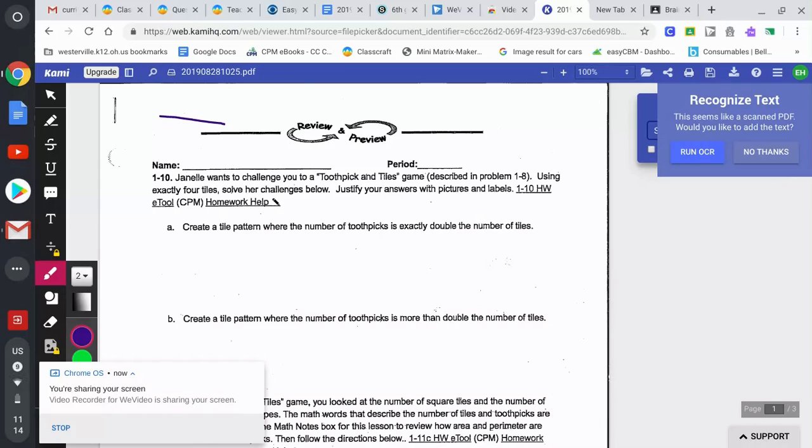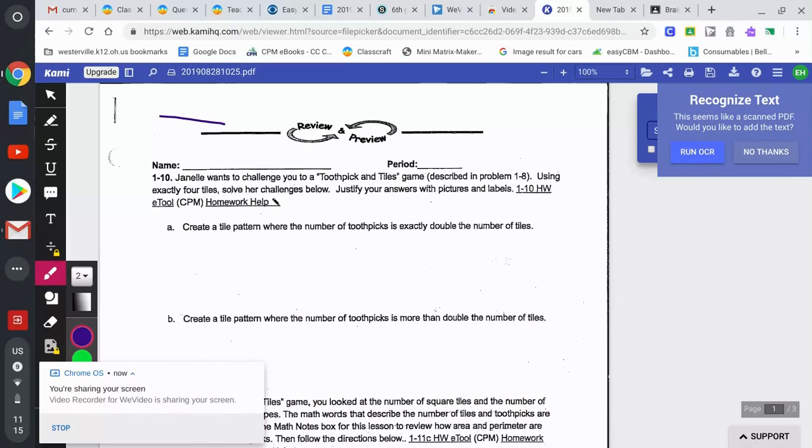All right, tonight you got review and preview 1-10 to 1-14. So the first question, Janelle wants to challenge you to a toothpick and tile game, just like we did in class at the end of 1-2. So using exactly 4 tiles, solve her challenges below. Justify your answers with pictures and labels. Again, there's more than one right answer for this question. We just want you to make sure that you're showing pictures and labels.